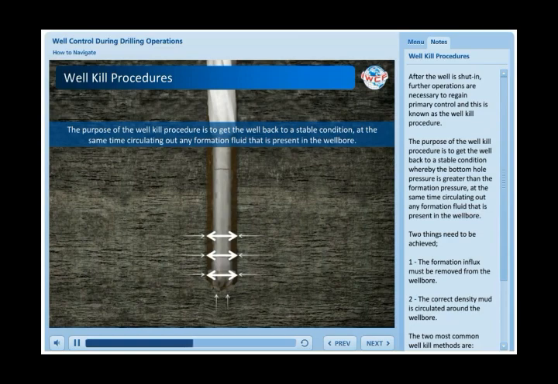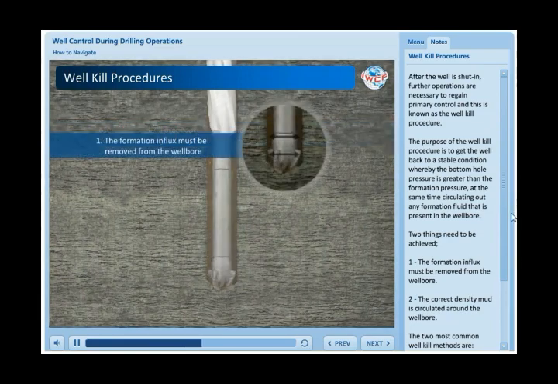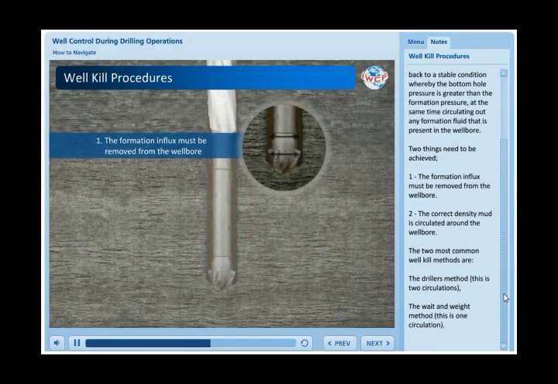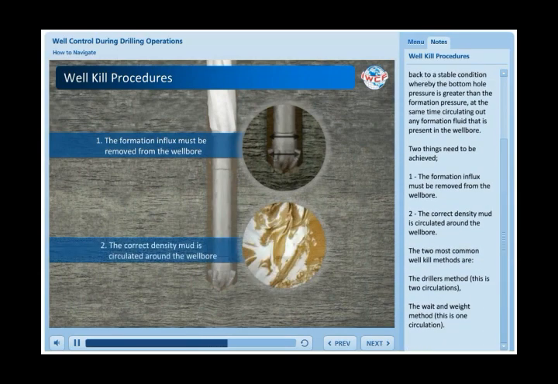Two things need to be achieved. 1. The formation influx must be removed from the wellbore. 2. The correct density mud is circulated around the wellbore. The two most common well kill methods are the driller's method, this is 2 circulations, the weight and weight method, this is 1 circulation.